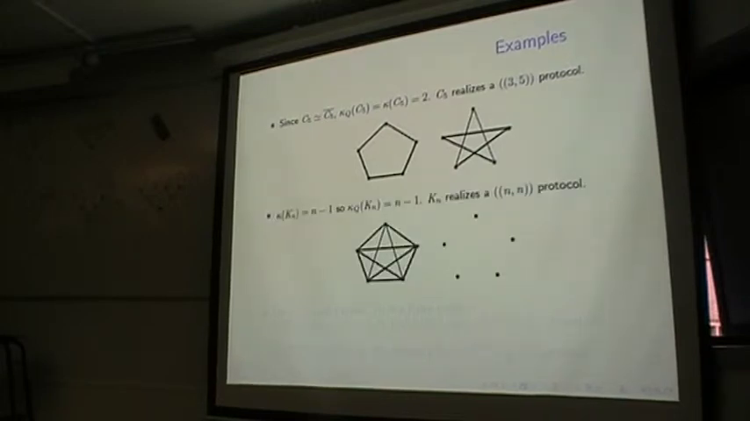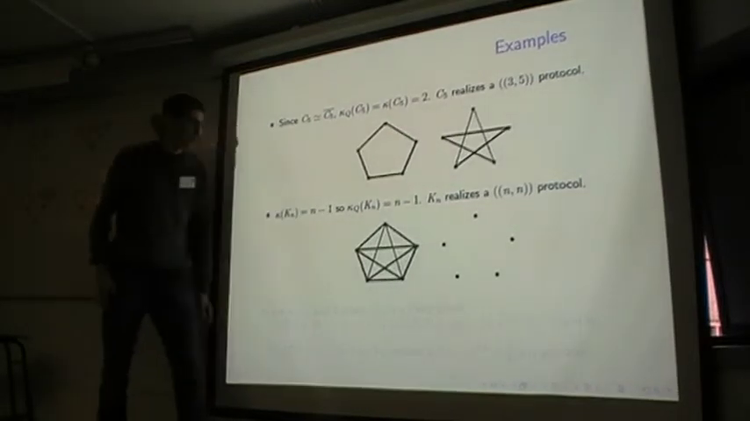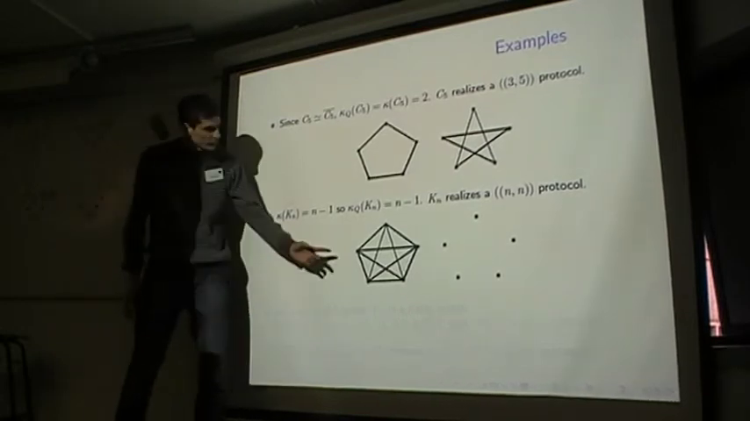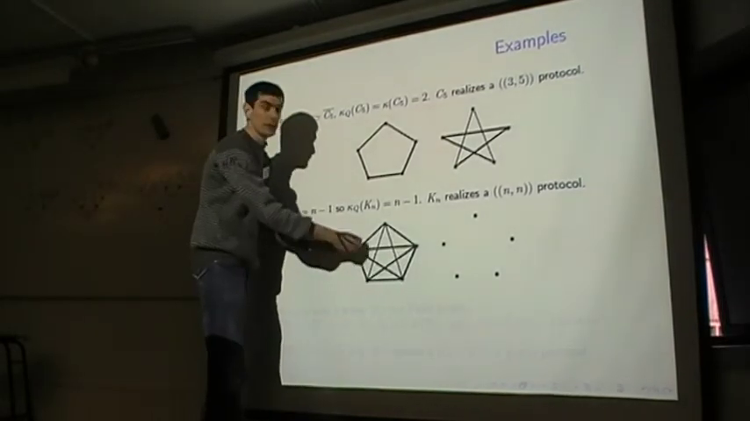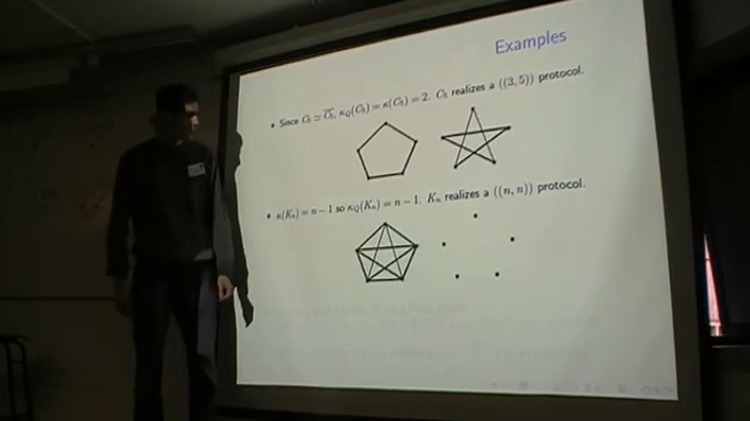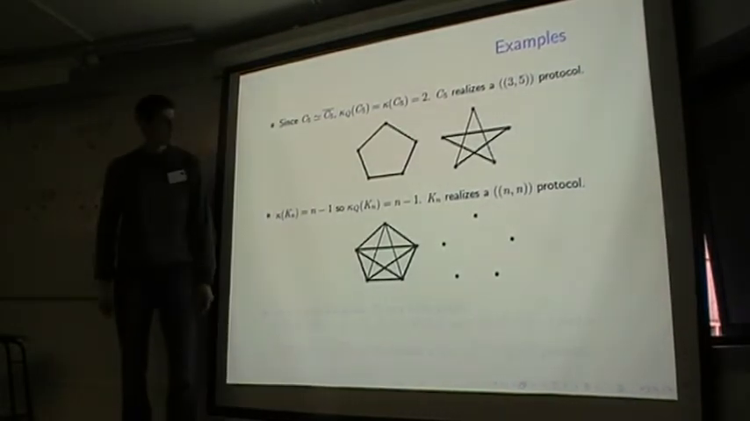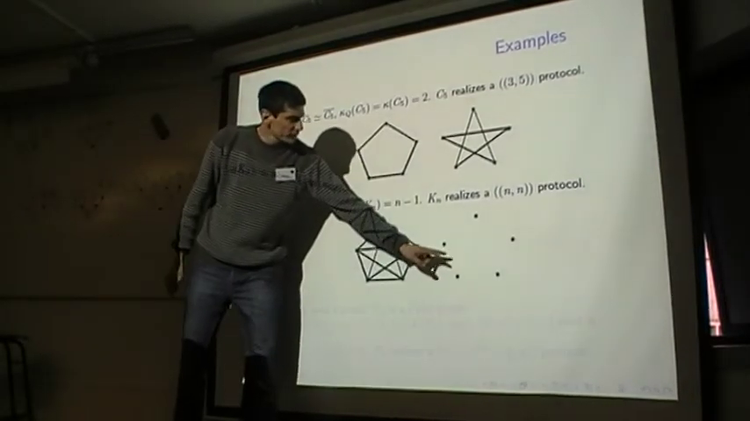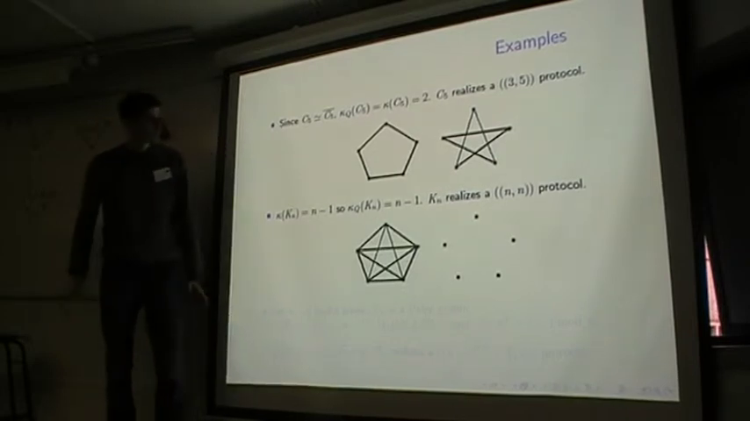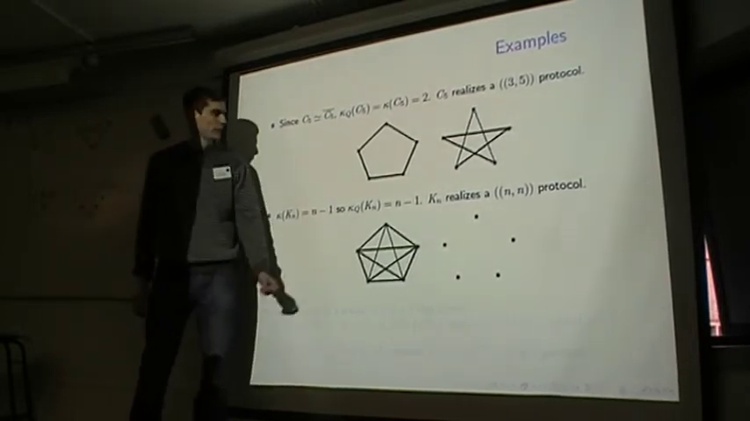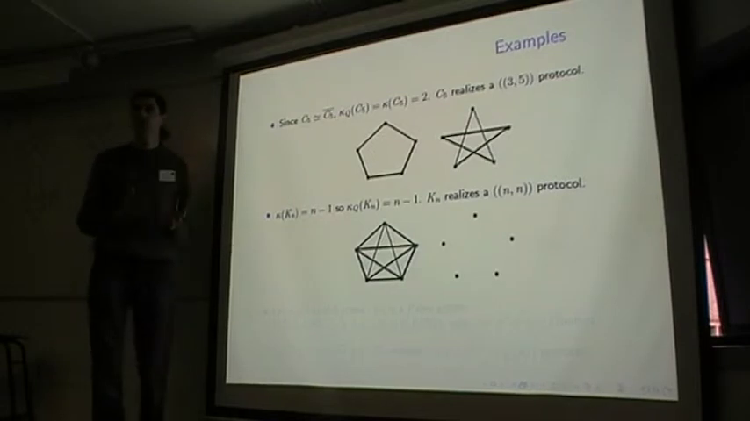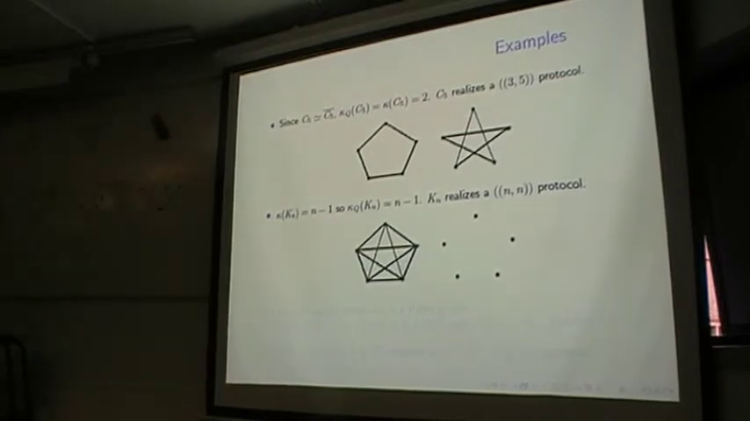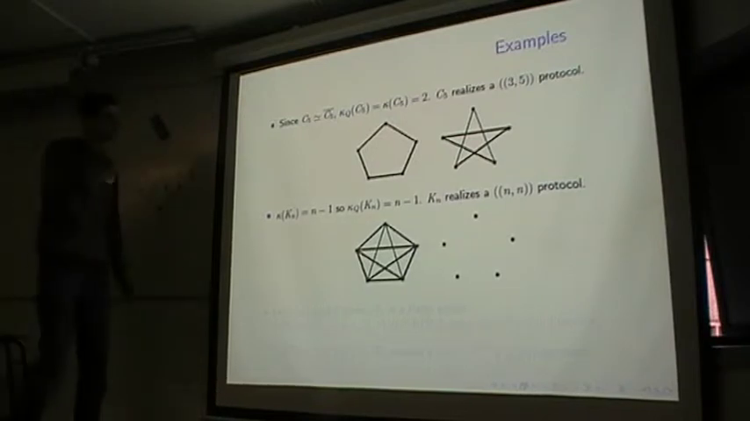That's the good news. Now, if we consider a complete graph for any number of vertices, with all the possible edges between them, the kappa of this graph is n-1, because if you take just one vertex, all the other vertices are in the odd neighborhood of this vertex. So the kappa of this graph is n-1. The complement is the empty graph, and the kappa of the empty graph is 0. So the kappa q, which is the max of n-1 and 0, is n-1. So we can use this complete graph to realize an n-n protocol, that is a unanimity protocol. We need all the players in order to recover the secret.